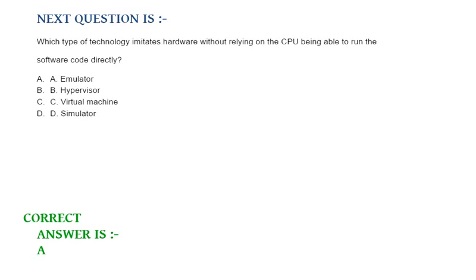Next question is, which type of technology imitates hardware without relying on the CPU being able to run the software code directly? Option A. Emulator. Option B. Hypervisor. Option C. Virtual machine. Option D. Simulator. Correct answer is option A.